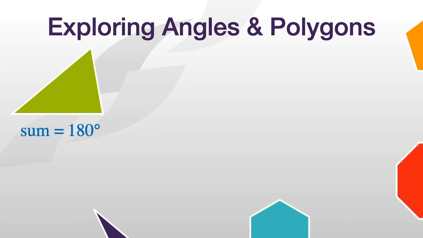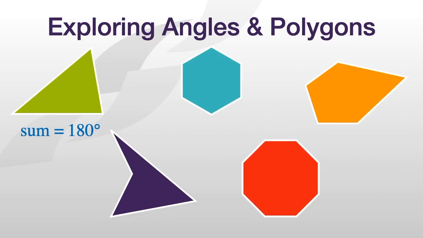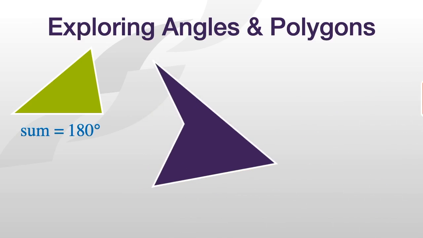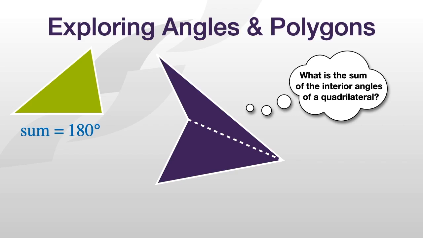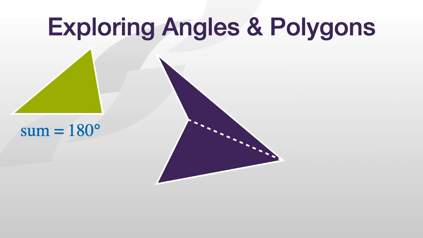But what about other polygons? Let's first look at a four-sided figure, which is called a quadrilateral. Notice that we can divide the quadrilateral into two triangles. With that in mind, how can you figure out the sum of the interior angles of the quadrilateral? The top triangle has a sum of 180 degrees, as does the bottom triangle. So overall, the sum of the interior angles of the quadrilateral is 2 times 180, which is 360 degrees.